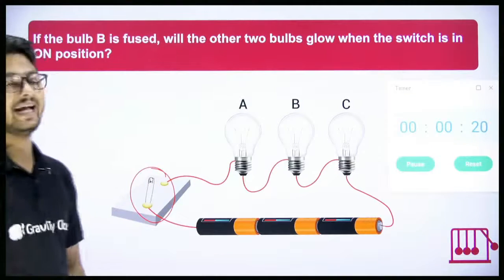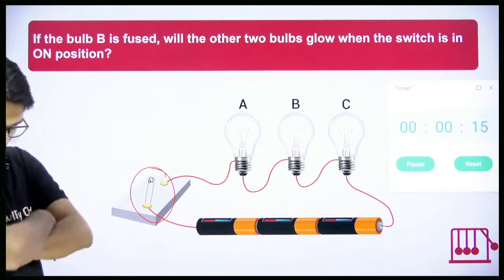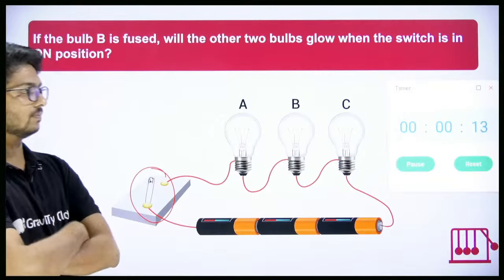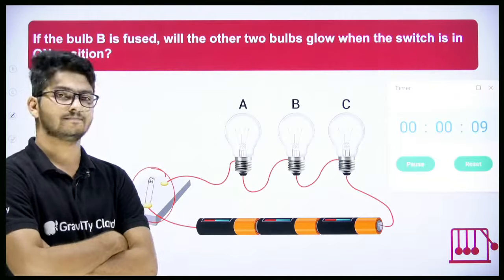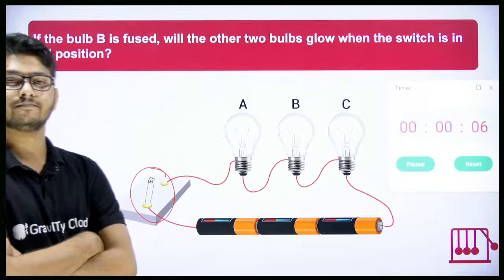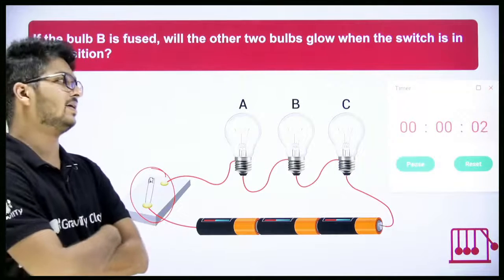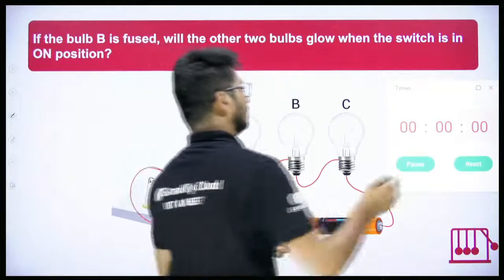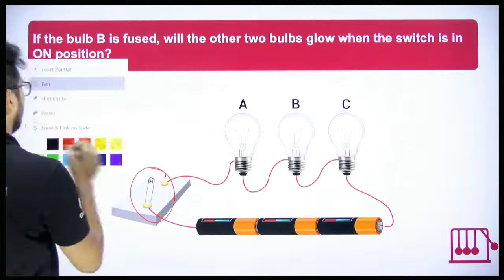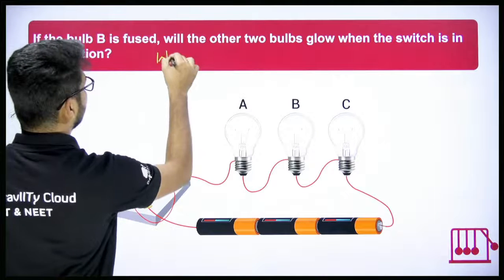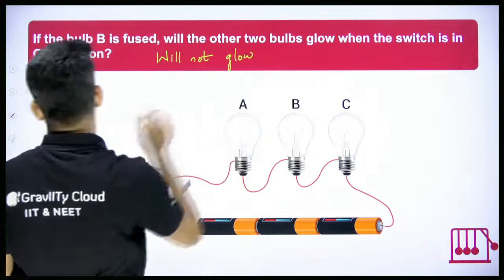Will the bulb A and C glow when the bulb B is fused? 10 seconds more. 5, 4, 3, 2, 1. The time is up. Will they glow? They will not glow. Why is that?